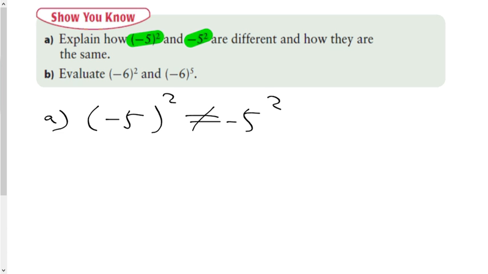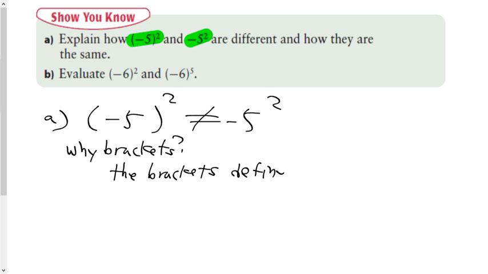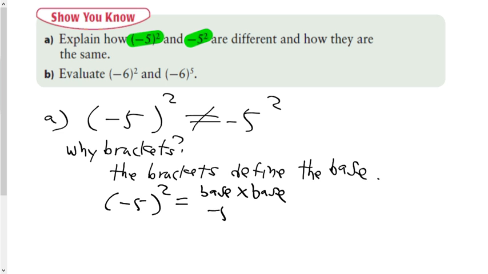Well, we'll start with why there are brackets. Why brackets? We are using brackets around the negative 5 for a purpose. We have it there for a reason, and the reason is the brackets define the base. The brackets define the base. So since there are brackets around negative 5, that is our base, which means it's base times base, or negative 5 times negative 5.